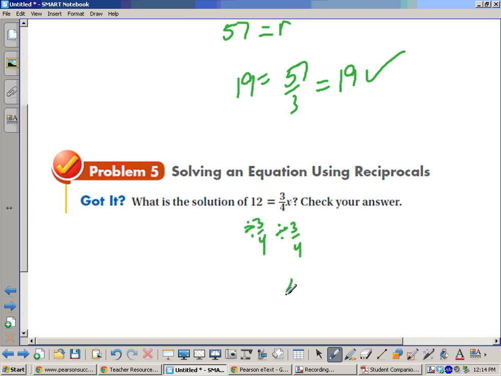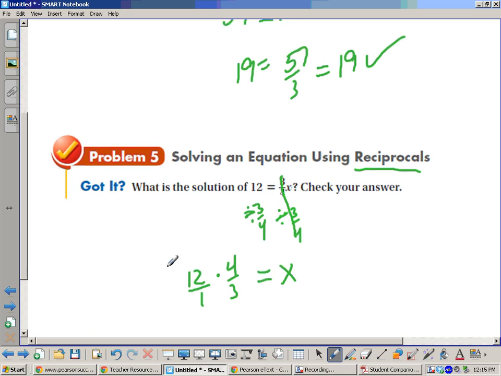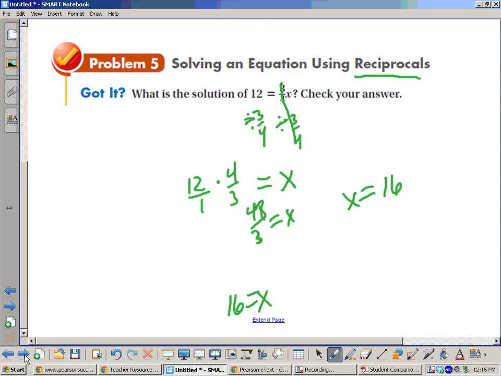But if you remember back in chapter 1, to divide by a fraction is the same thing as multiplying by the reciprocal. So we're going to take 12, and instead of divide by 3/4, we're going to multiply by 4/3. So we have to put that over 1. The 3/4 over here will drop, and we'll get x. So we're going to end up with 48 over 3. So x, 48 divided by 3 is 16. So that's the answer to that one.